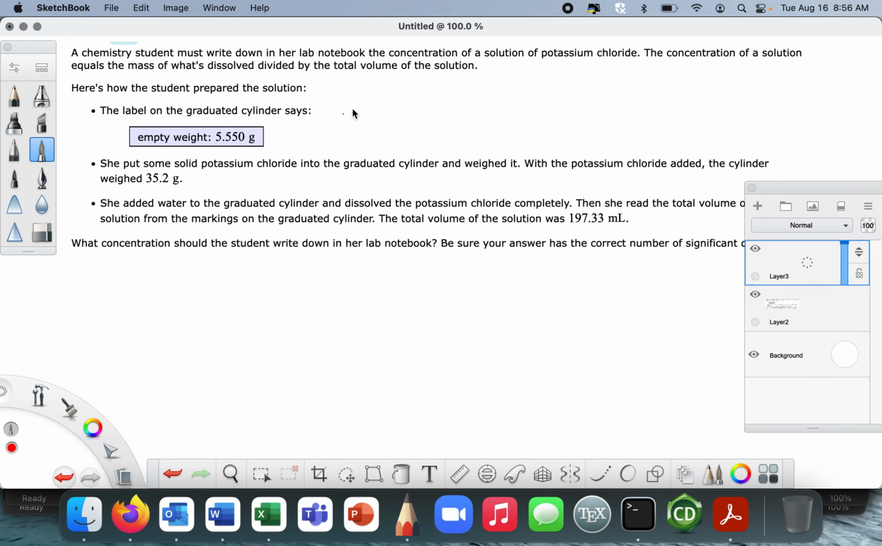Let's go over this layer. The concentration of a solution equals the mass of what's dissolved divided by the total volume of the solution. Okay, all right, no problem. But that's not really the hard part, right? The hard part is that we are going to have to add and subtract with sig figs and then multiply or divide with sig figs, right? And you get that hint by the title.